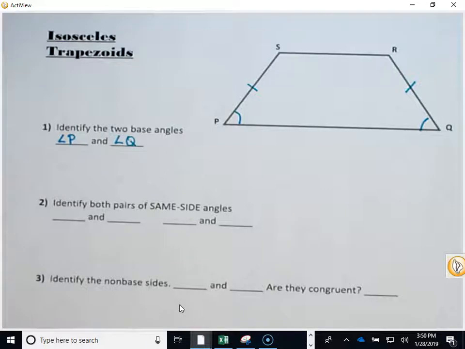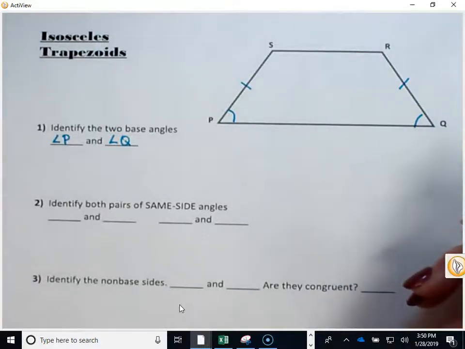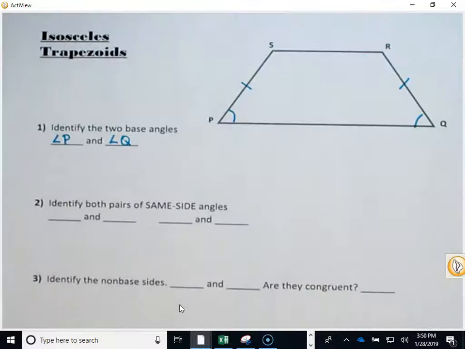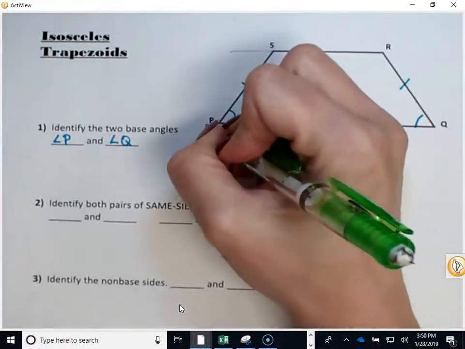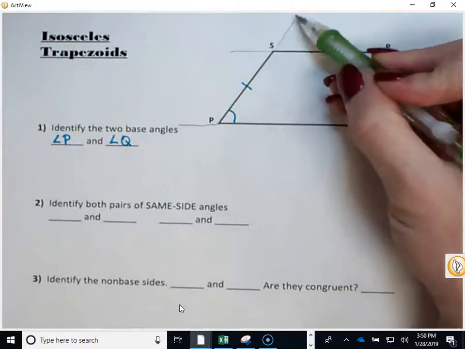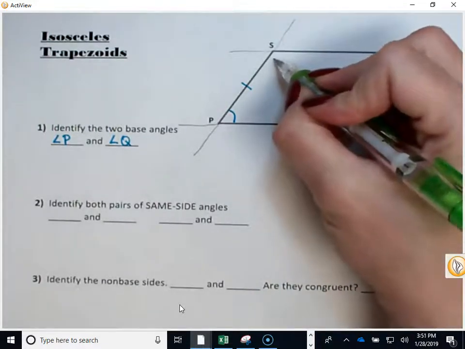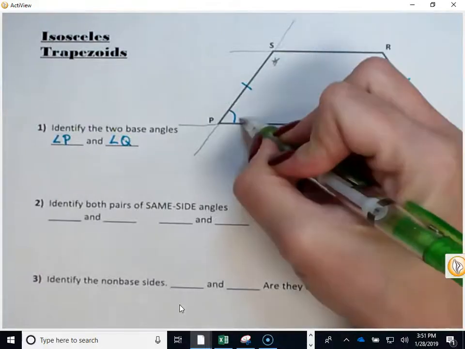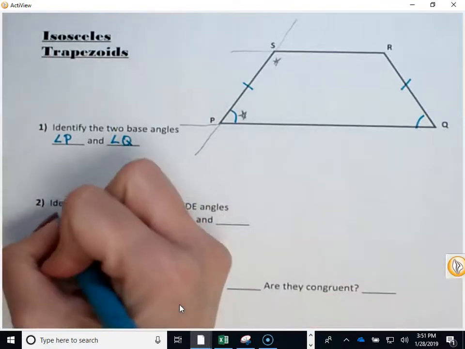And that says, identify both pairs of same side angles. So same side angles are, remember when we were talking about parallel lines and a transversal, and we talked about the parallel line theorem. Here are my parallel lines, because with a trapezoid, these two sides are parallel to each other. If you think of this as a transversal, a line cutting through those parallel lines, then same side angles would be this one here and this one here. So we've got that pair, angle P and angle S.